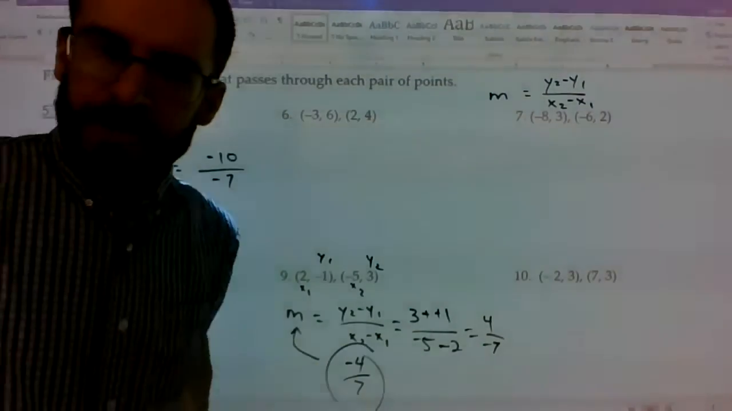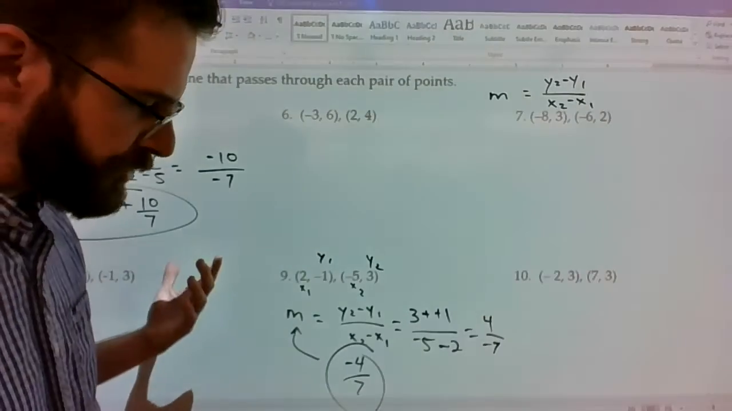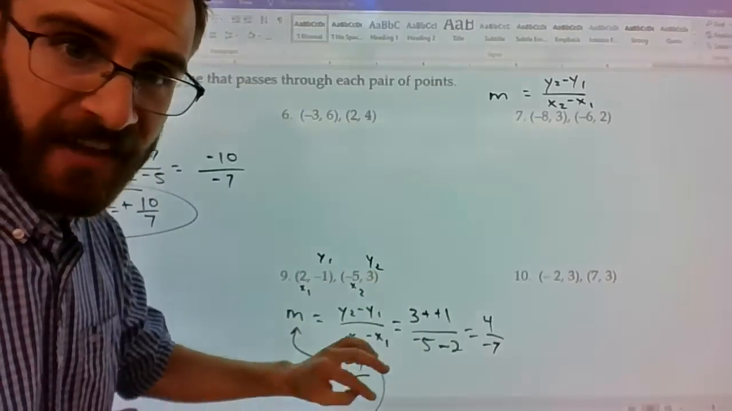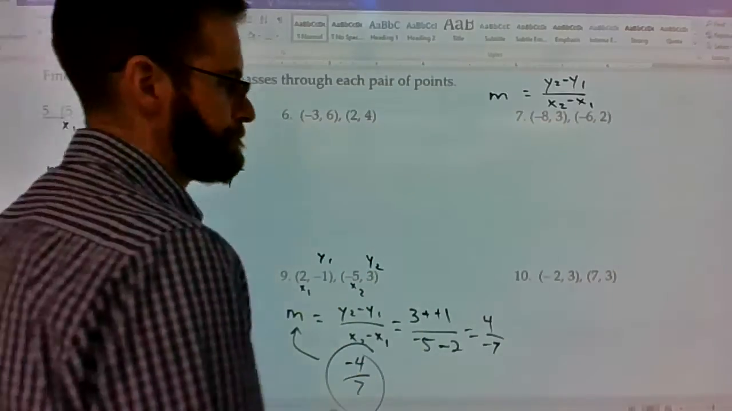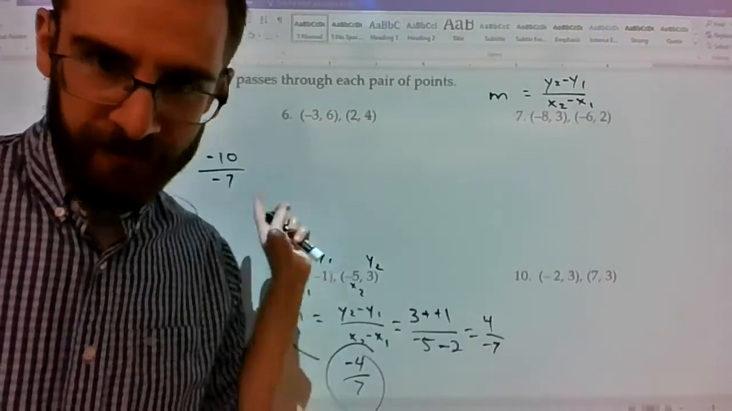So far, these aren't difficult calculations. You just got to make sure that you've got the formula down and you're plugging in the right components in the right spots. So I think I'm just going to leave it at that for this section.